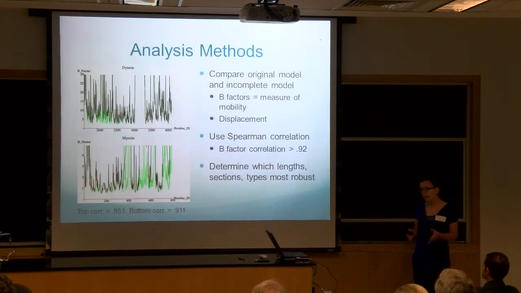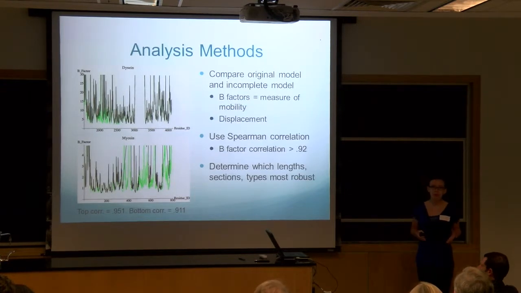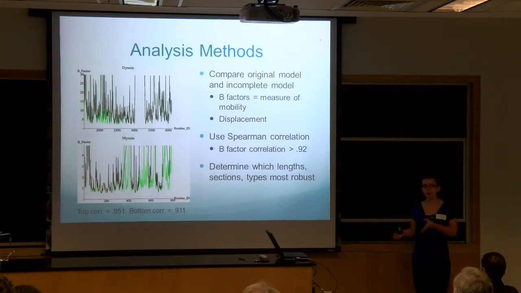So when I was looking at the data that NMA was producing, the values that I was particularly interested in were B factors, which are a measure of mobility of each amino acid and how much it's likely to move within the protein. I would compare the original model B factors with the model that was missing certain sections. I also looked at displacement of the amino acids within the protein. And I used Spearman correlation, saying that the B factor correlation greater than 0.92 was acceptably close between the edited model and the original model.